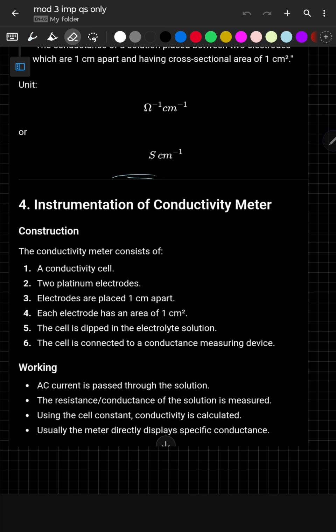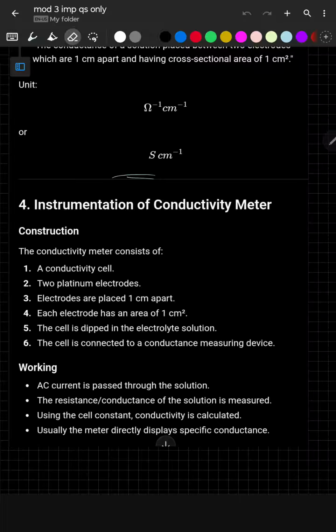Each electrode has 1 centimeter square area, and they are placed 1 centimeter apart. The cell is dipped into the electrolyte solution. The cell is connected to the conductance measuring device.